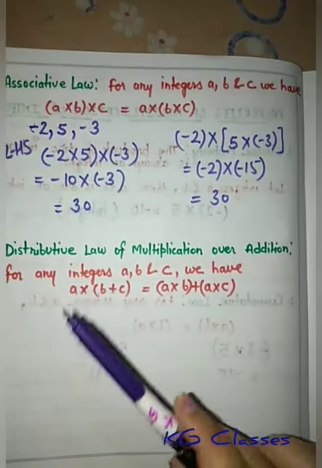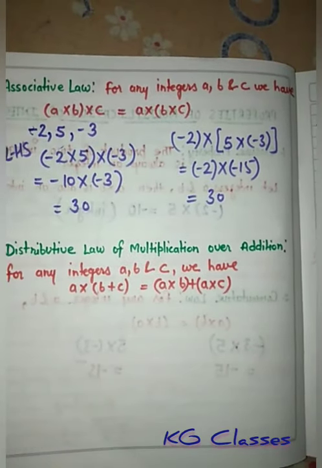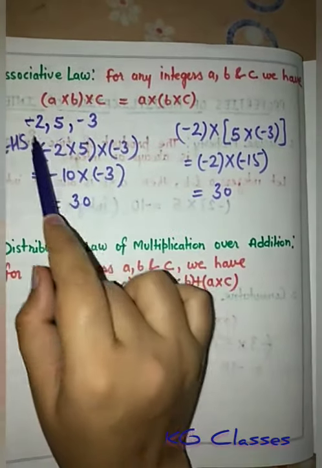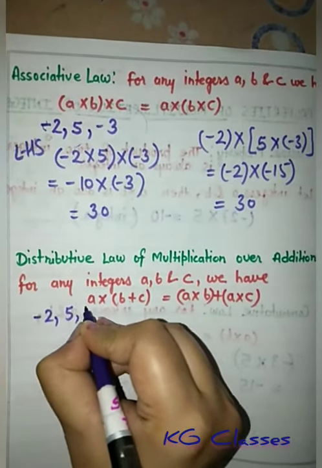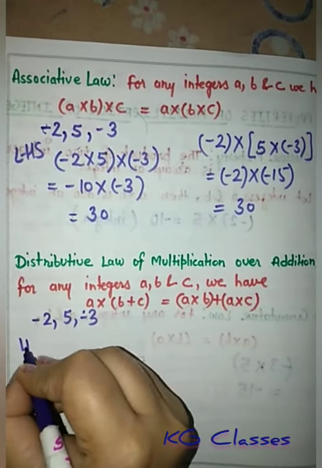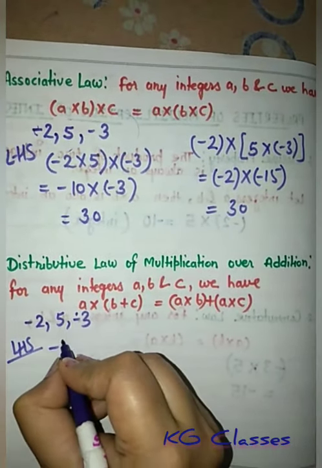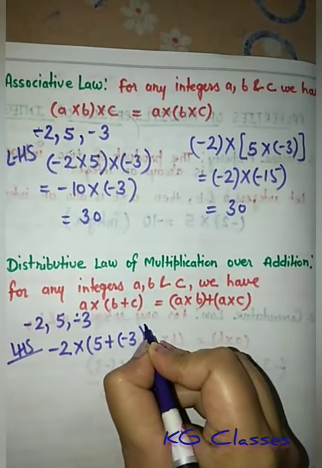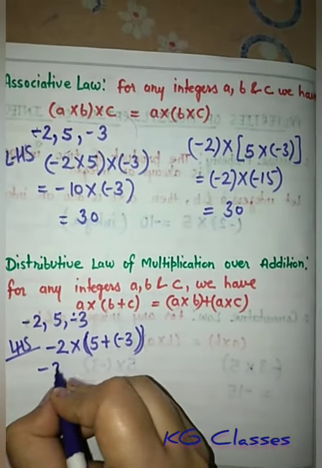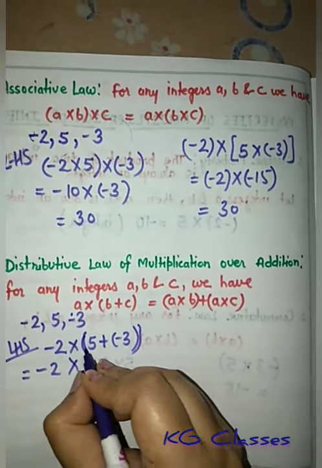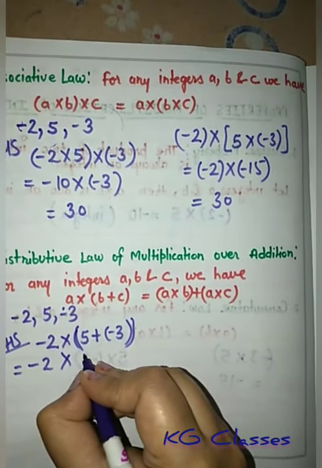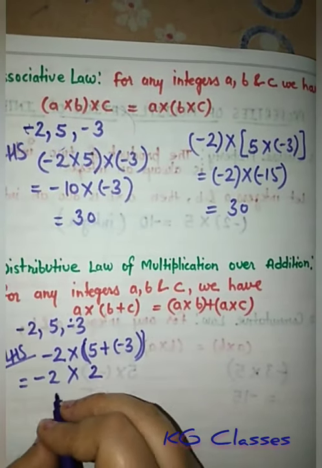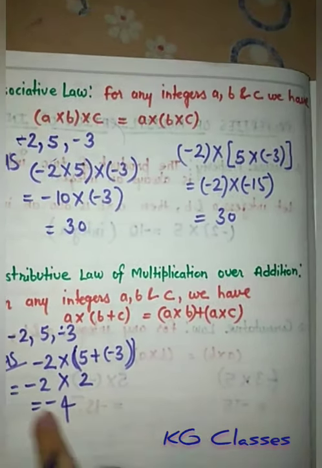So next property is distributive law of multiplication over addition. For any integers a, b and c, we have this condition. We will take minus 2, 5 and minus 3. Let's take the left hand side of this. Minus 2 multiplied by 5 plus minus 3. Correct. Then 5 minus 3 is 2, and the sign of the greater number will come, so minus. Then 2 2s are 4, minus 4. We have here minus 4.